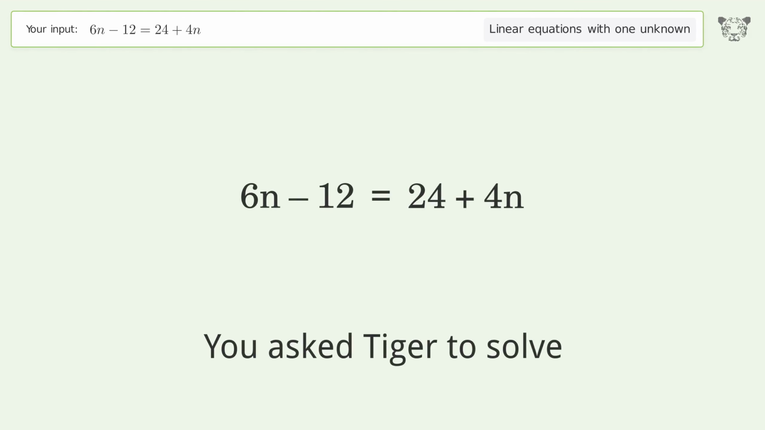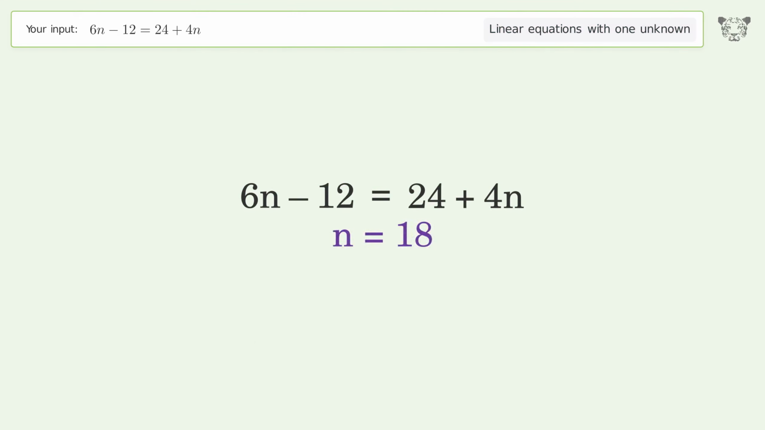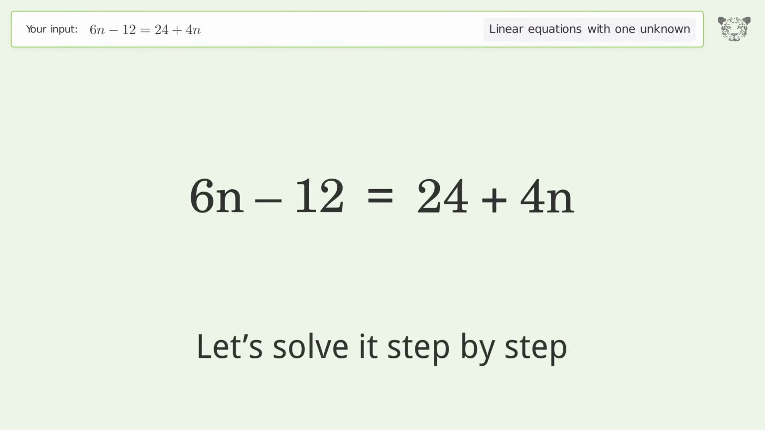You ask Tiger to solve this. This deals with linear equations with one unknown. The final result is n equals 18. Let's solve it step by step.